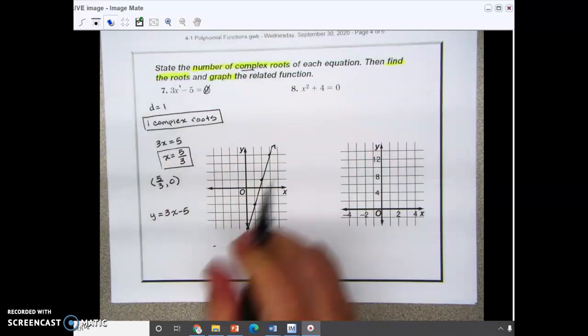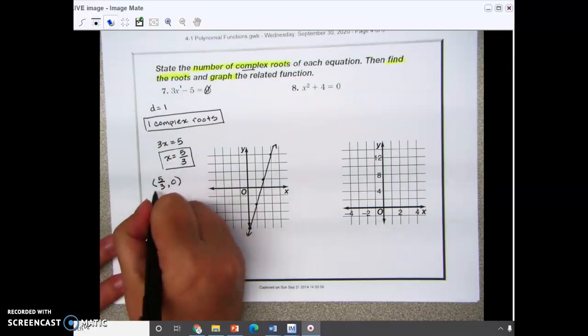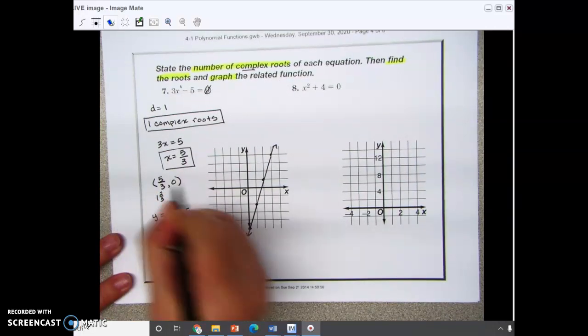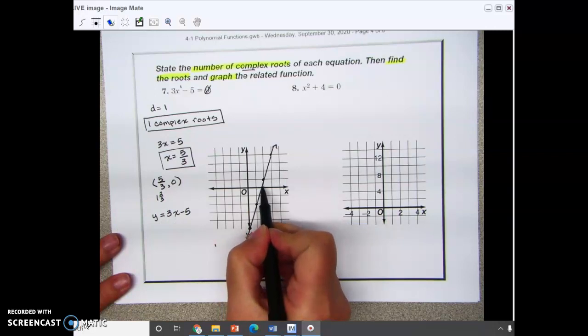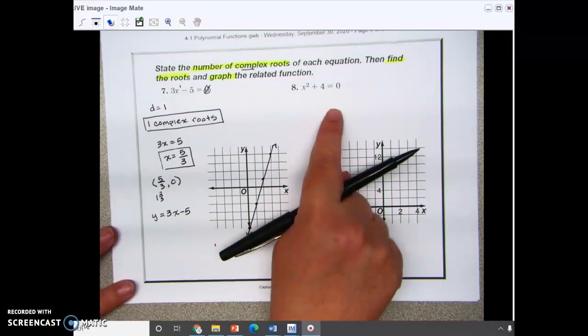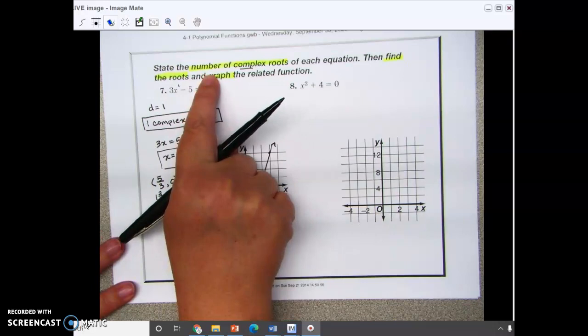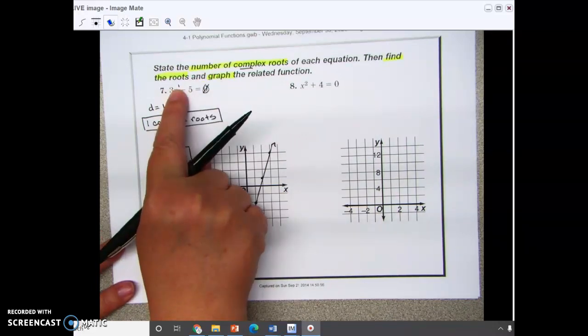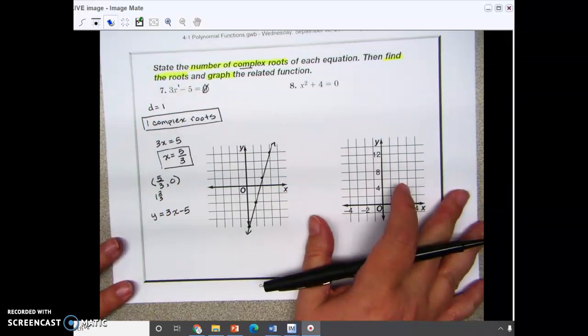All right, and notice 5/3, if I divide that, that's 1 2/3. And do you see that that's a little bit more than halfway on the x-axis? So it looks like I found the correct complex root. So take a moment with question number 8, and we're going to pause the video and see if you can figure out the number of complex roots, the actual roots, and then graph it to see what that means.